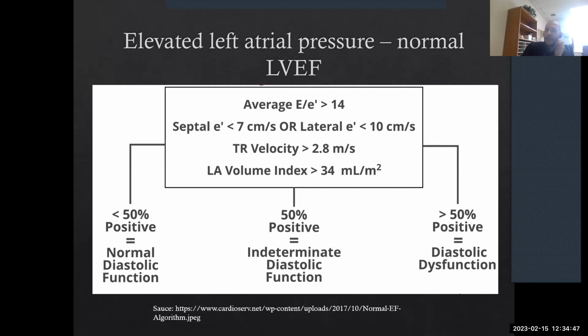We look at an E to E prime ratio, which is a ratio of the E wave across the mitral valve with the tissue velocity across the septum and the lateral wall of the left ventricle. We talk about tricuspid regurg velocity, and we talk about big left atrium. And across these parameters, we look and see, is diastolic function normal? Is it diastolic dysfunction? And offline, I can talk to all of you more about this individually.